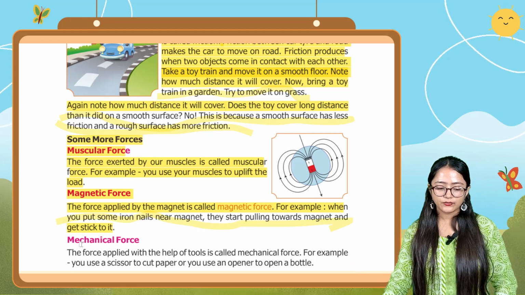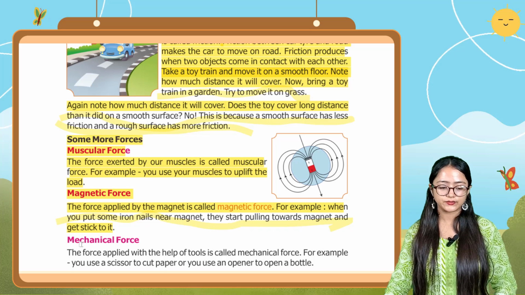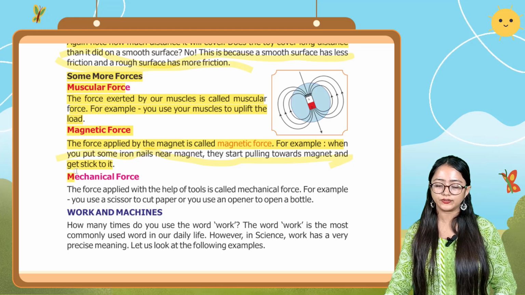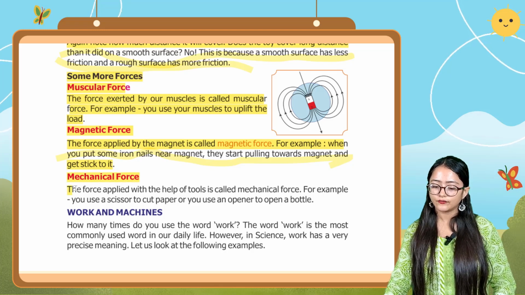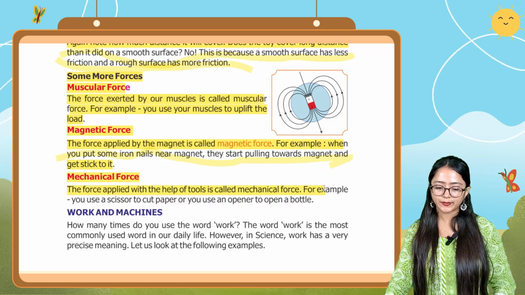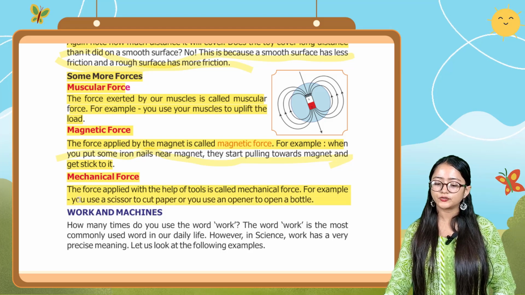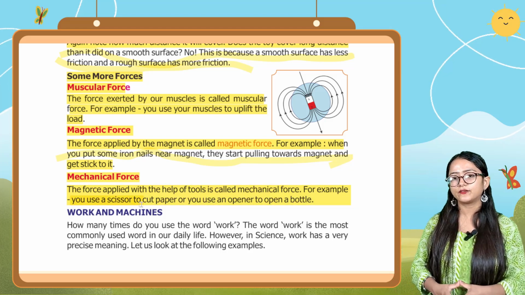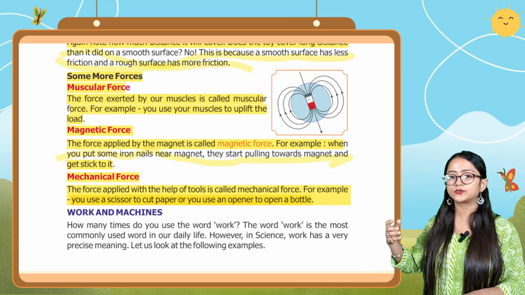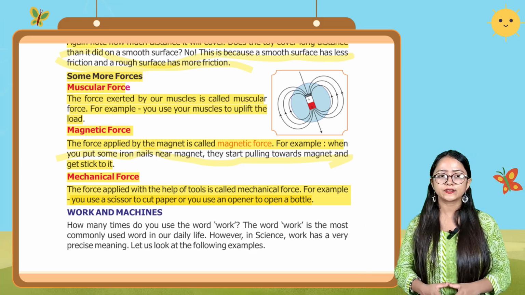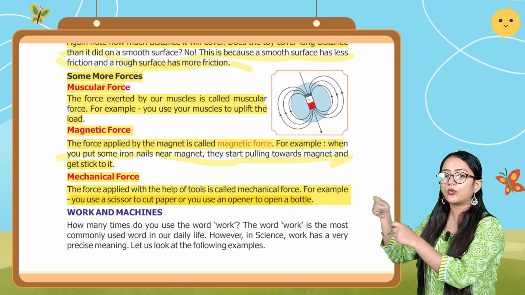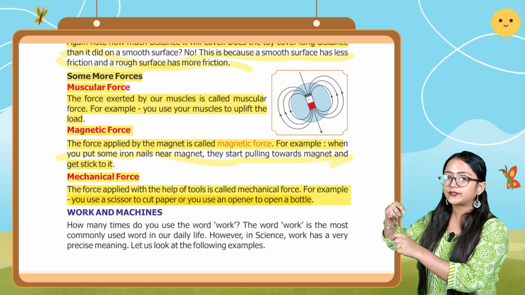Now we come to the next one, that is mechanical force. In this, the force applied with the help of tools is called mechanical force. For example, you use a scissor to cut paper, or you use an opener to open a bottle. So basically, mechanical force is when you use mechanical equipment to do a particular type of work. For example, you are using a scissor to cut things, and also you are using an opener to open the lid of the bottle.